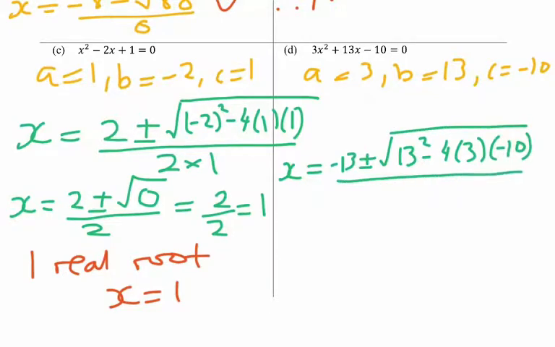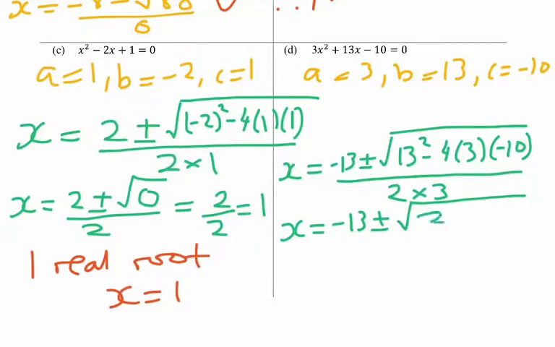All divided by 2 times 3, 2 times 8. So it gives us x equals minus 13 plus or minus. Now you work that out in the brackets, what the square root part is. You're going to get 13 squared minus 4 times 3 times -10, which should be, let's check the calculator, 13 squared minus 4 times 3 times -10, 289, which I know is a square number, divided by 6.